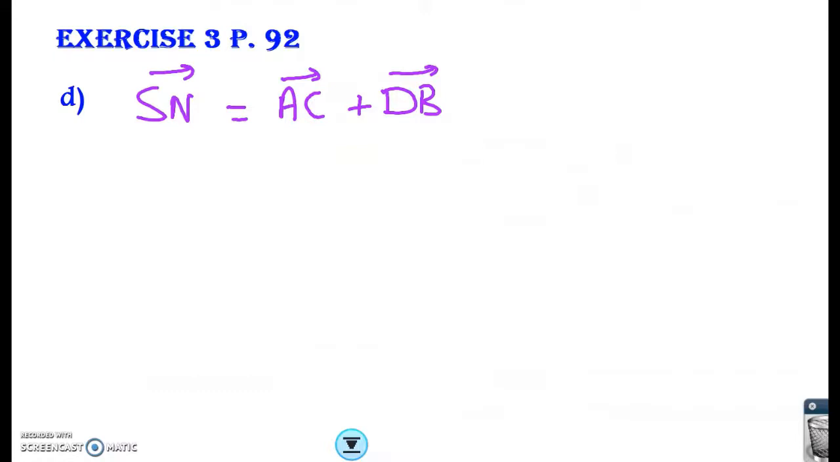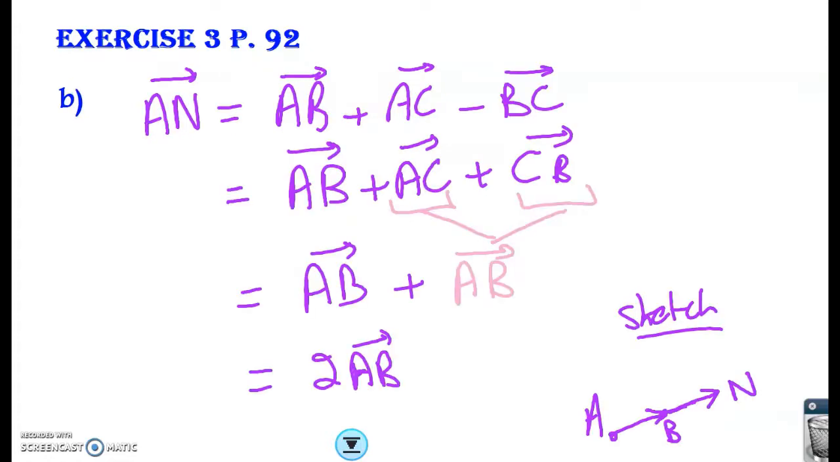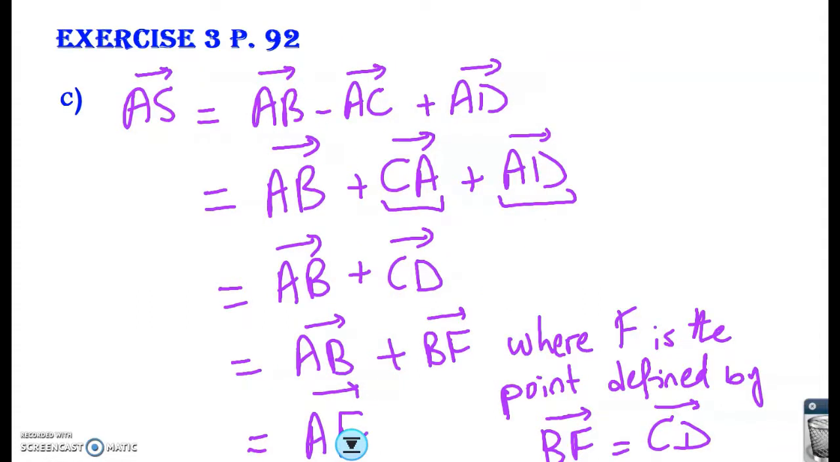We want to show that Sn is equal to AC plus dB. So this is the question, to show this. Okay? So what do we know? So we go back to our given. We know An and we know As. So from the previous given in part B, they gave us An. You can go back here. So An is given to be this vector. And in part C, we are given As.